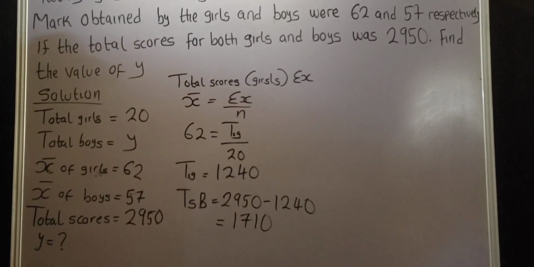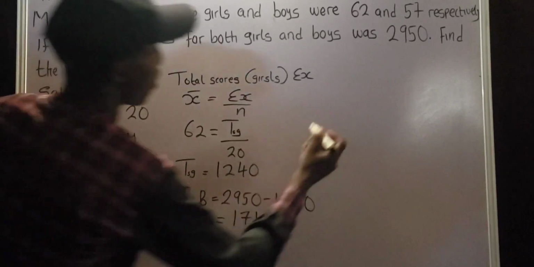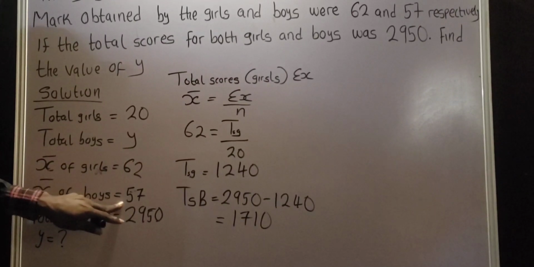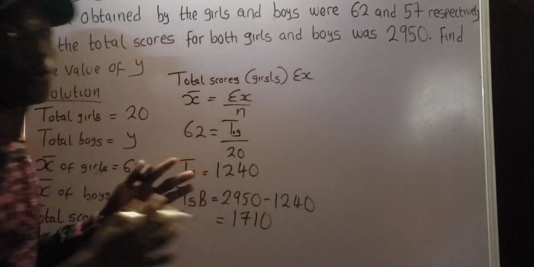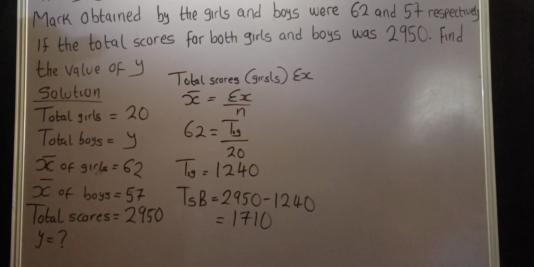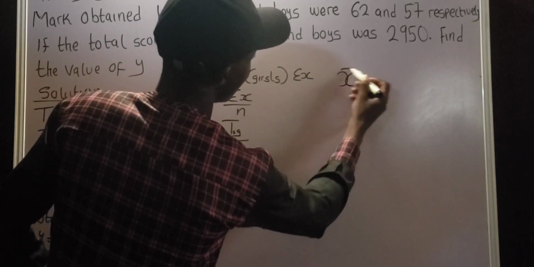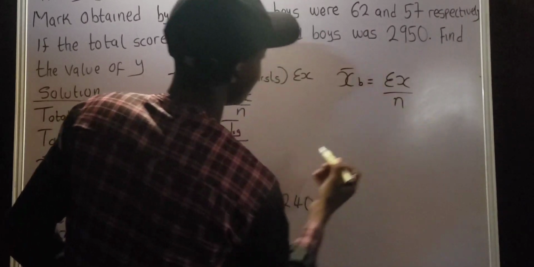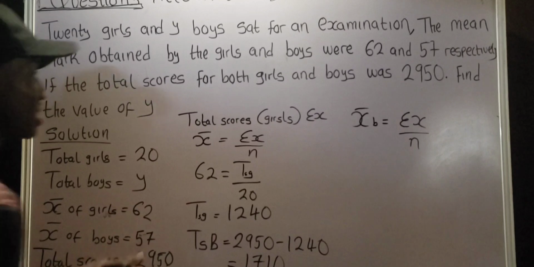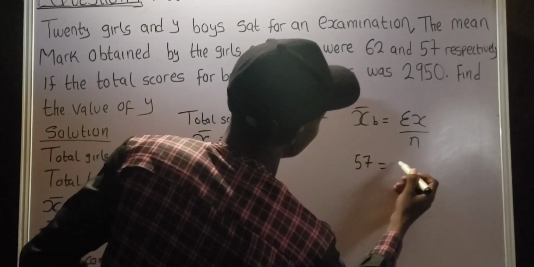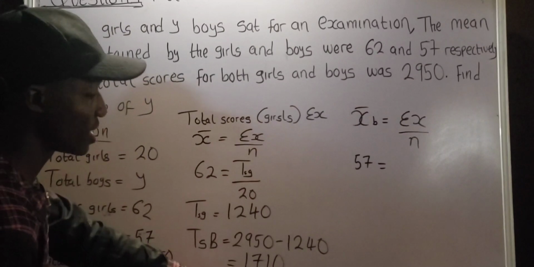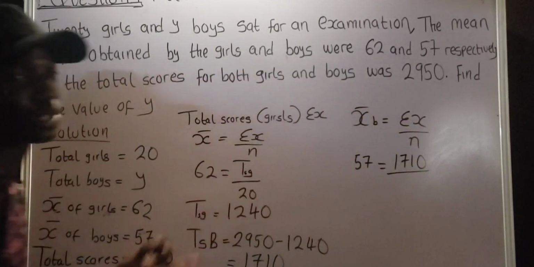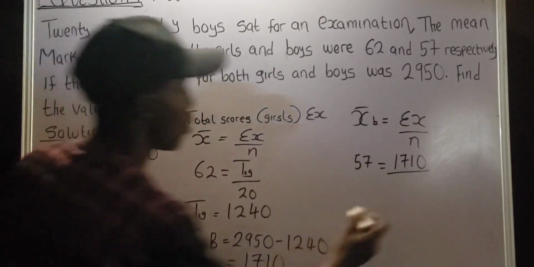Now, we can easily calculate the value of y, because we have been given the mean value of the scores for boys. The mean value for the score for boys is 57. So I can use the formula for the mean to calculate y: the mean for boys, S bar, is equal to summation x all over n. The mean of boys is 57, so 57 is equal to summation x, the sum of the total score for boys, which is 1710, all over n. N is the total number of boys, which is y.